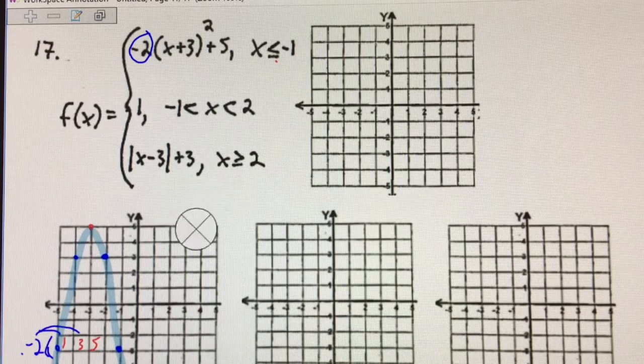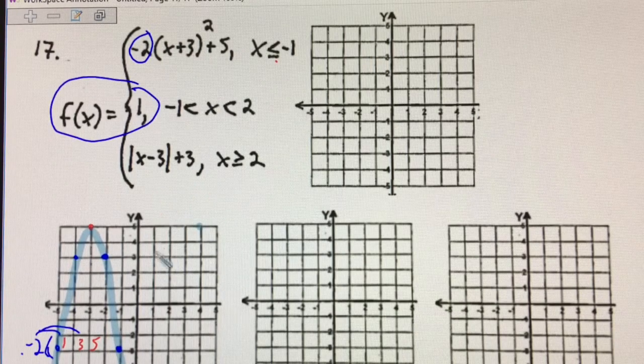And there we go. I'm going to graph y equals 1 now. That's what that means. So I go up to y-axis 1. It's a horizontal line. This is a horizontal line. And there it is, y equals 1.